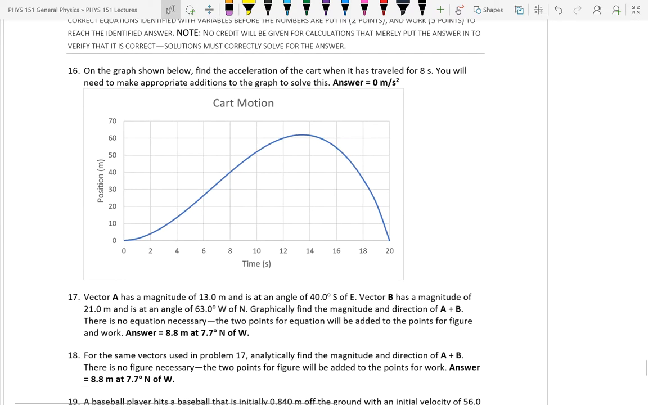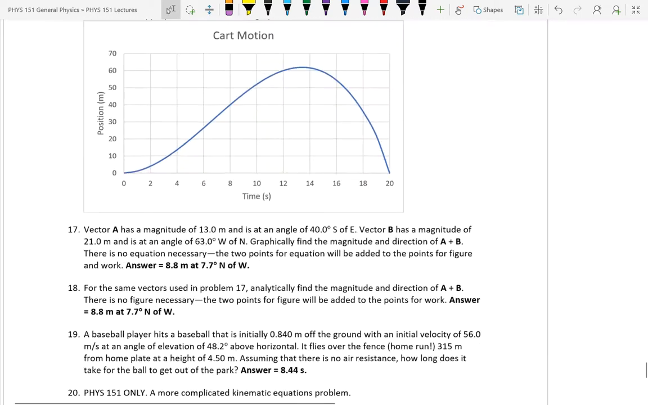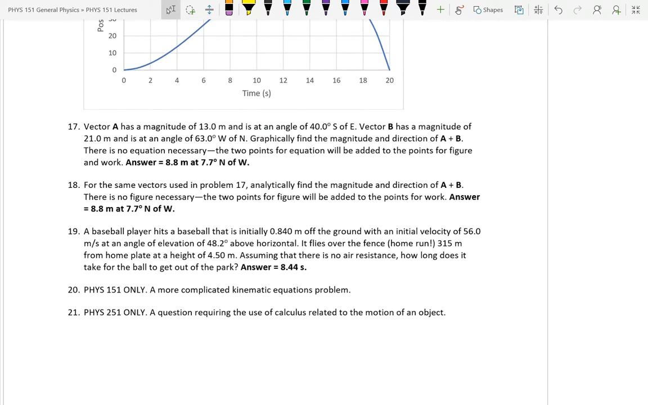The first one is a graph problem. Then we have 2 that are adding vectors, and then a couple more complicated. Well, they're not all 2-dimensional, but problems that you have to work out.